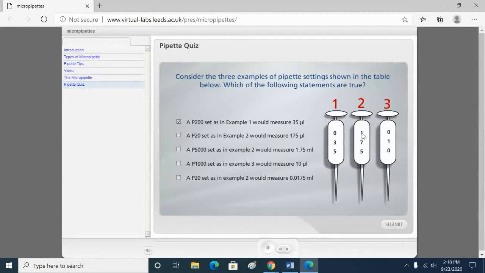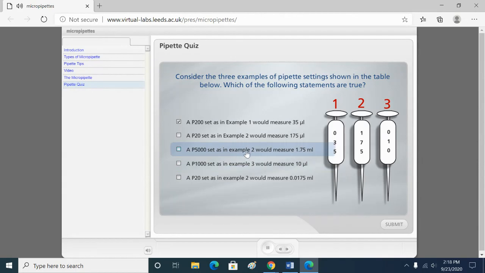200 would be the maximum on a P20, 200. Oh, okay. So if it's 175, what is that actual amount in a P20? 17.5 microliters.